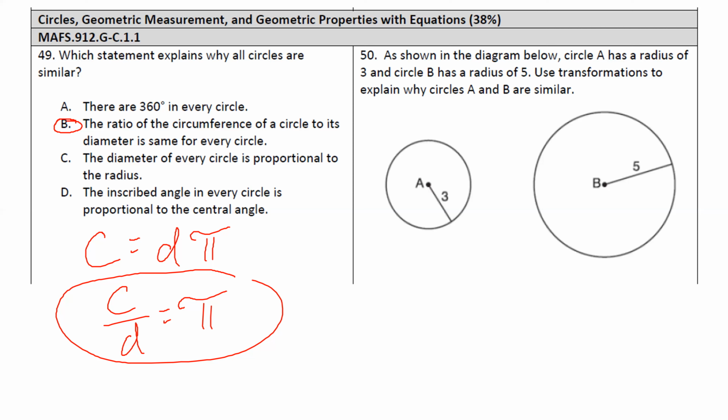All right, moving on, 50. As shown in the diagram below, circle A has a radius of 3, circle B has a radius of 5. Use transformations to explain why circle A and B are similar. What they're looking for here is just an explanation in words of how you could line these two circles up. So you could say something like, we could do a translation of A onto point B.